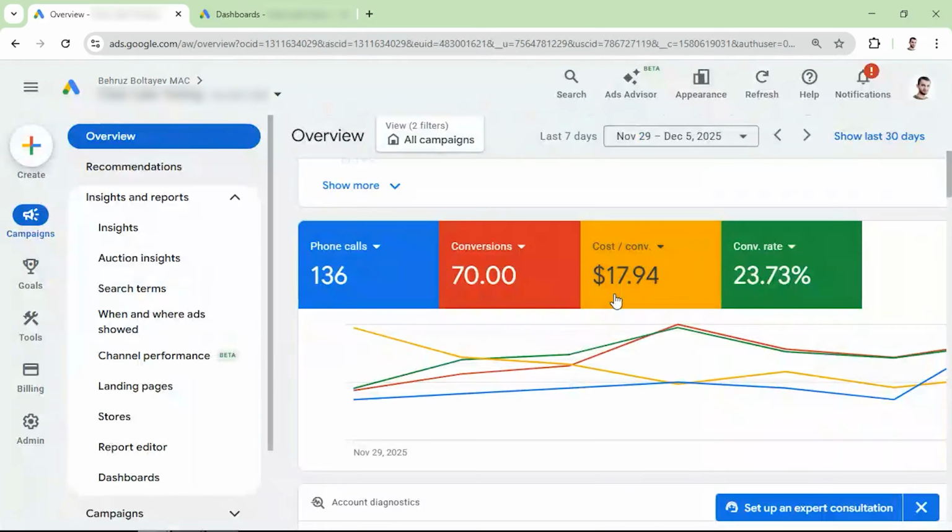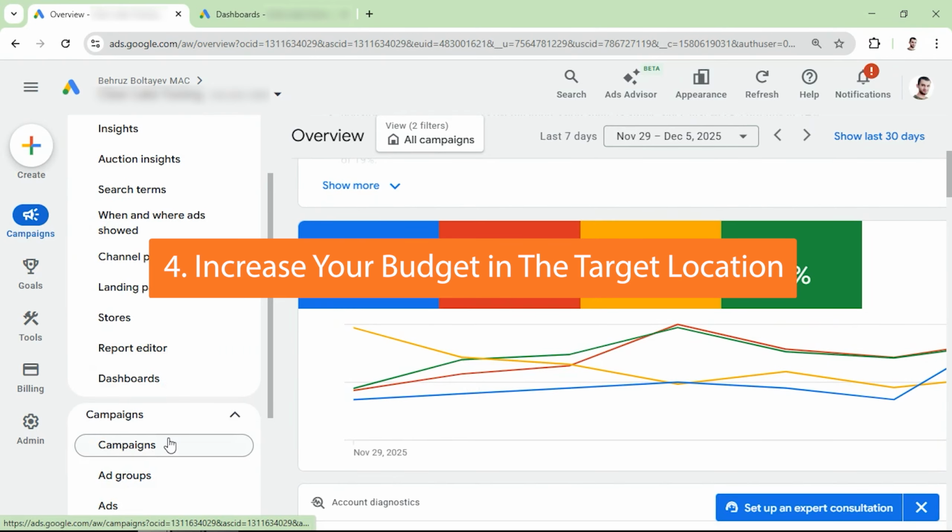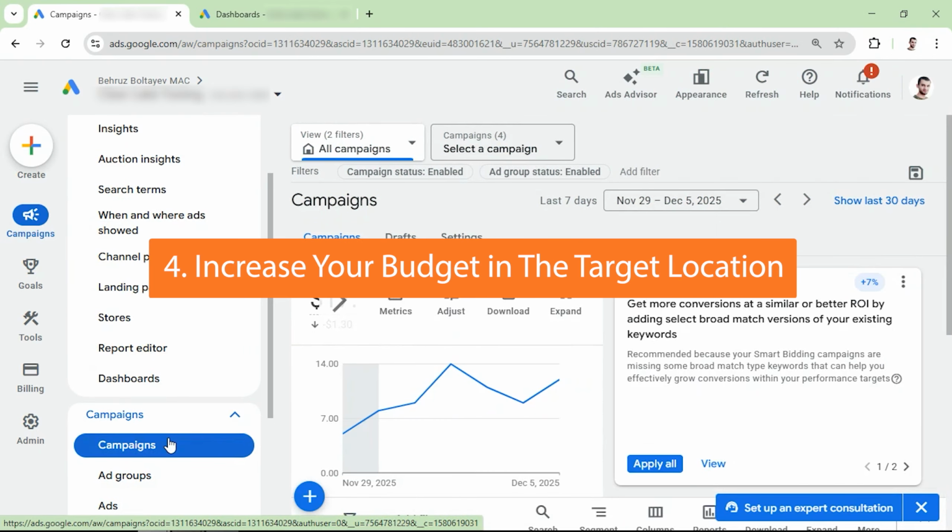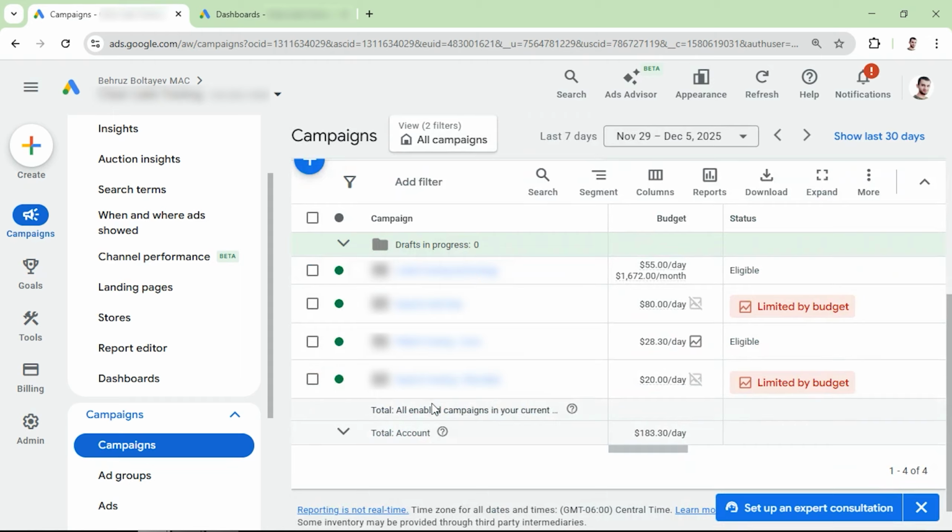And after that, if you can still be profitable with these current numbers, then you can focus on improving the number of phone calls. And let's say you have calculated your numbers and your cost per phone call or cost per conversion are fine. The next step would be you can increase your individual campaign budgets. So if you're going to see the campaigns, let's say our total budget is $183.30 per day. And you can increase your budgets depending on your campaign performance.